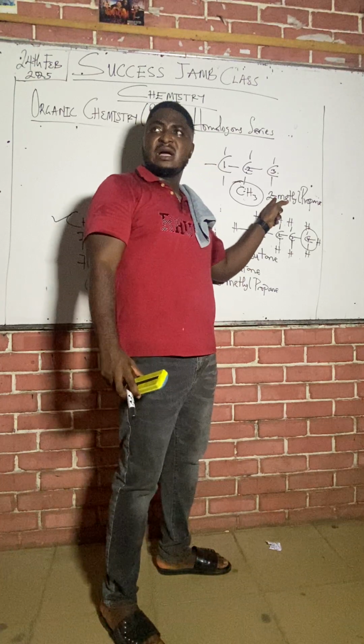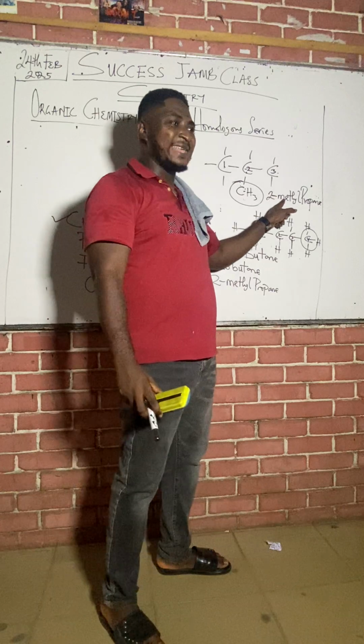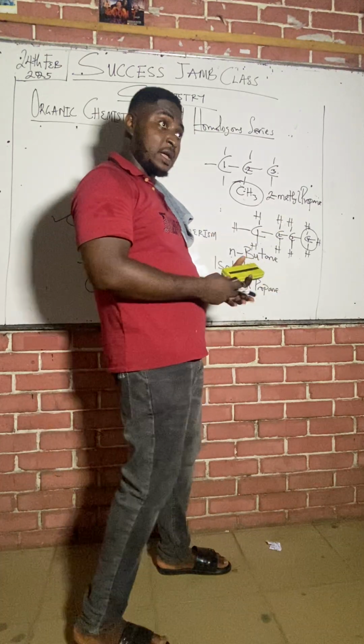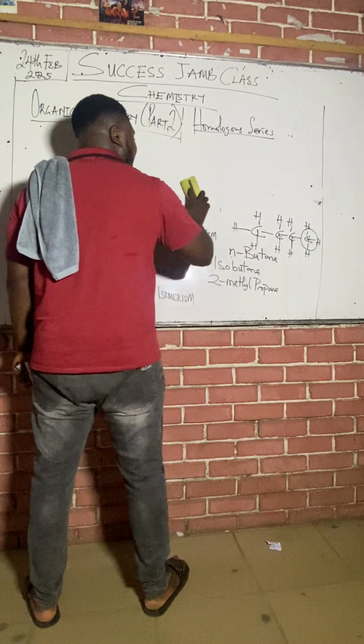Put a what? A hyphen between a number and an alphabet. So when we want to name organic compounds, don't just write 2 and write M like that. A hyphen goes between a number and an alphabet, but between a number and a number, you put a comma. Put a what? Comma. So this is the isomerism that exists in alkane.